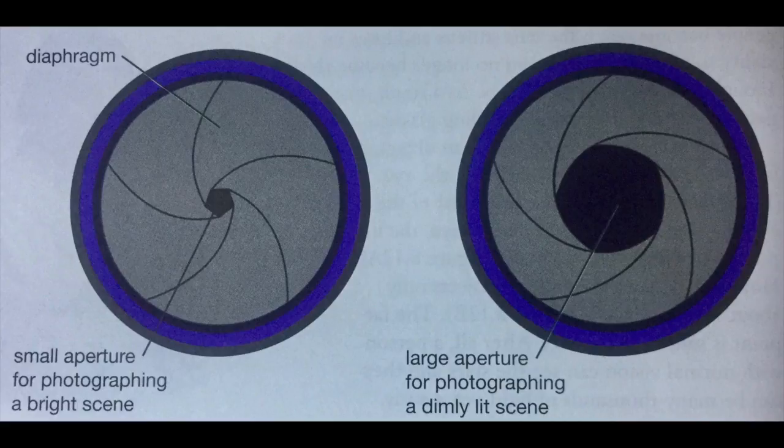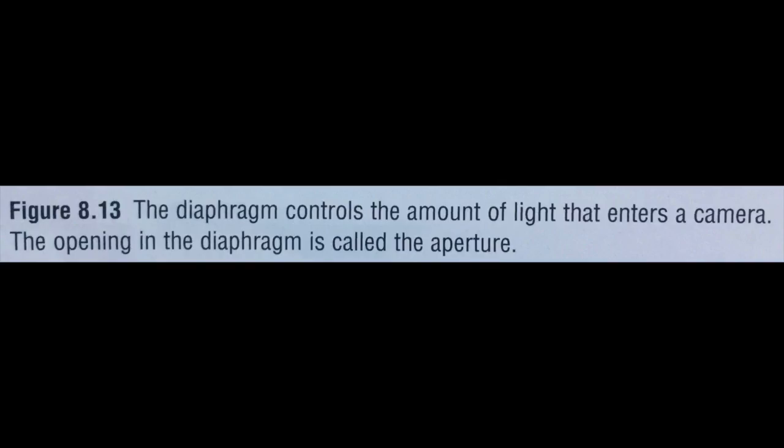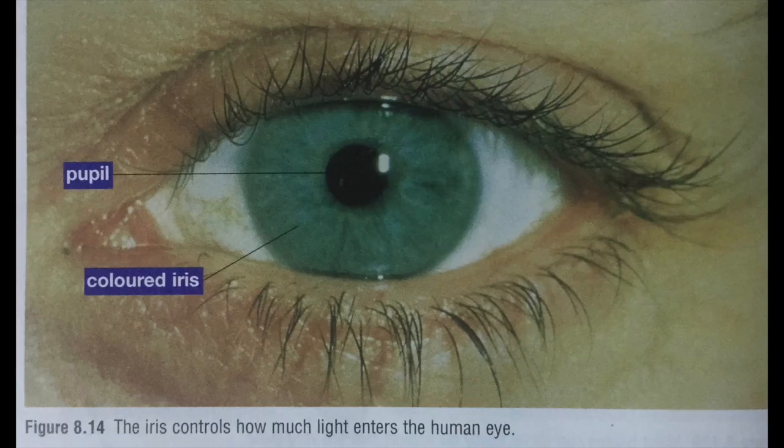The aperture in the diaphragm can let more light into the camera by being opened wider, as shown in figure 8.13. The shutter can let in more light by staying open longer. In figure 8.13, the diaphragm controls the amount of light that enters a camera. The opening in the diaphragm is called the aperture. Small aperture, small opening, for photographing a bright scene. Large aperture for photographing a dimly lit scene.